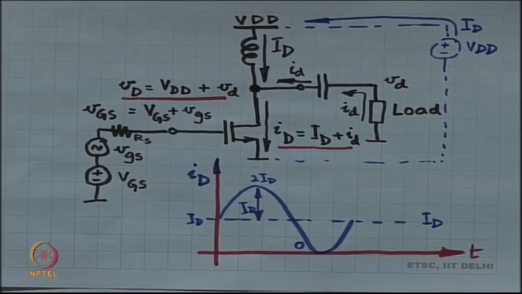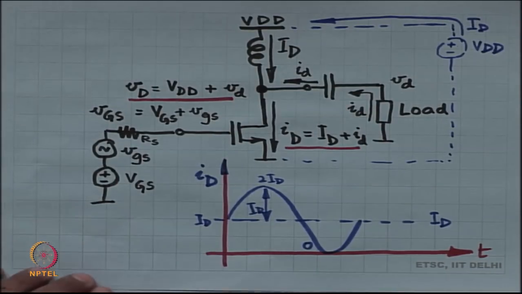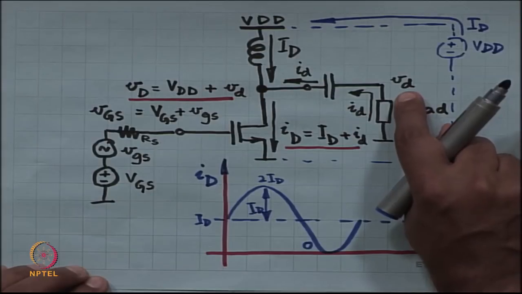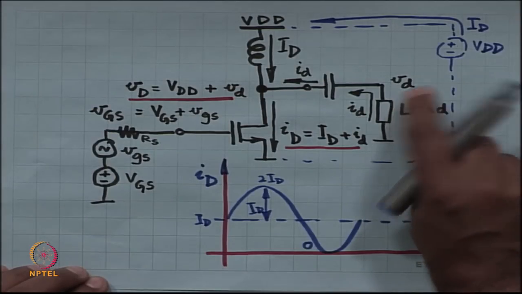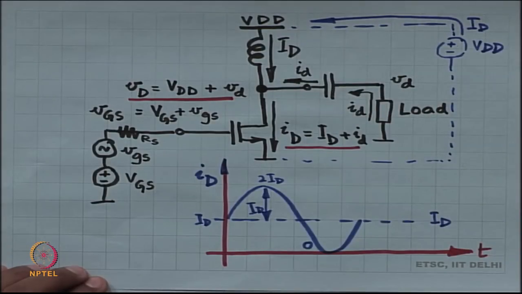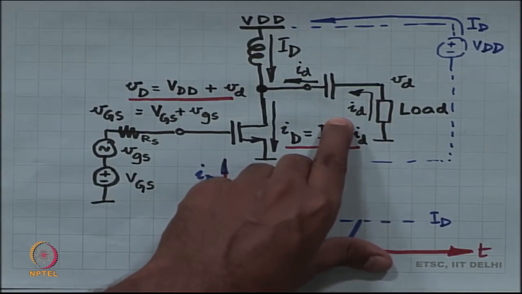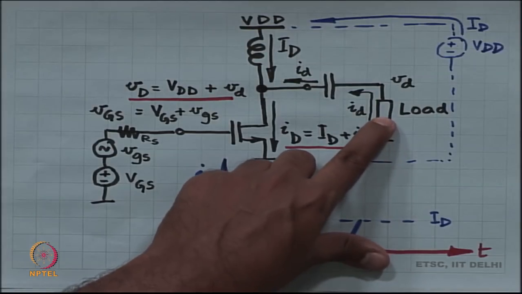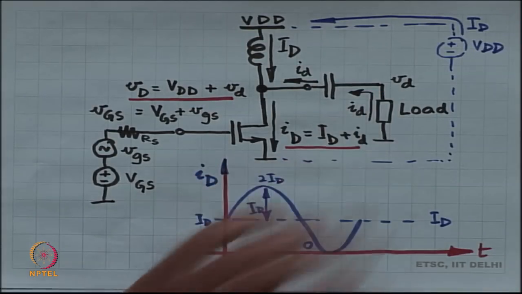Then let us find out what is the power delivered to the load. So, the load sees a voltage small Vd across it and a current small Id through it, okay, and naturally the power in it, but small Vd and small Id are both sine waves. So, the power in the load is half of small Vd times small Id.